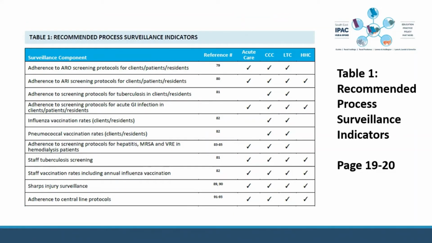And then on the next slide is Table 1. So these are the recommended process indicators. Again, highlighting the section for long-term care. And some examples would include monitoring adherence to acute respiratory infection screening protocols for residents. And also cited as an example would be vaccination rates for residents. So this can include influenza and your pneumococcal vaccines. And under some of the staff indicators would be seasonal influenza rates and sharps injury surveillance.